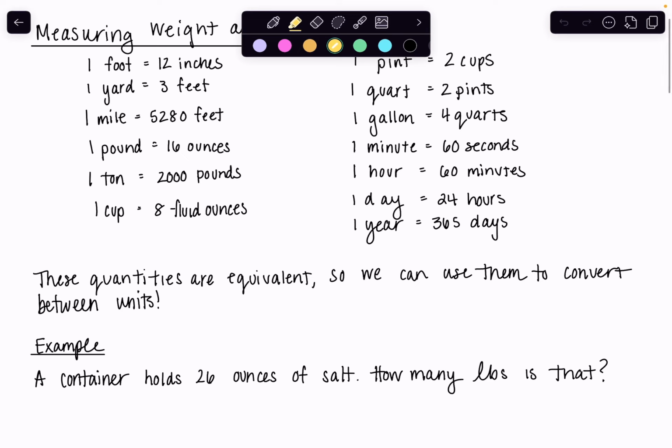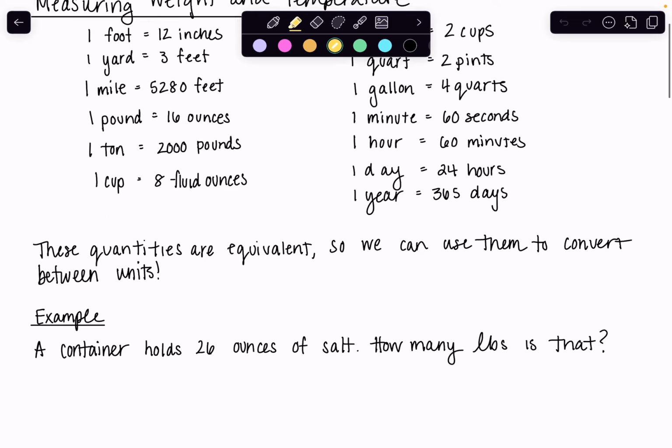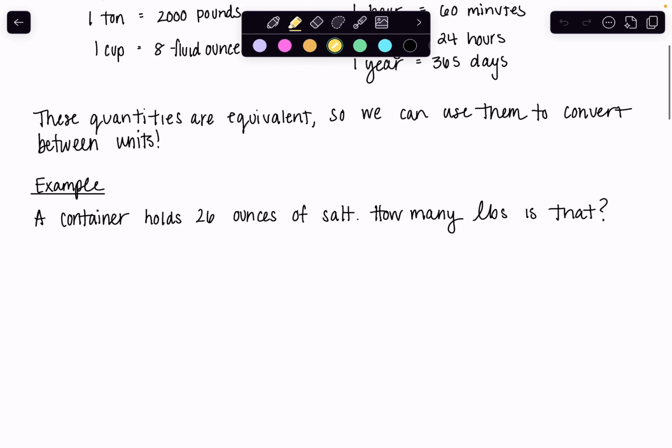So we're going to try some examples. First, we're told a container holds 26 ounces of salt. We want to figure out how many pounds that is. So the conversion that I have between pounds and ounces is 1 pound is equivalent to 16 ounces.